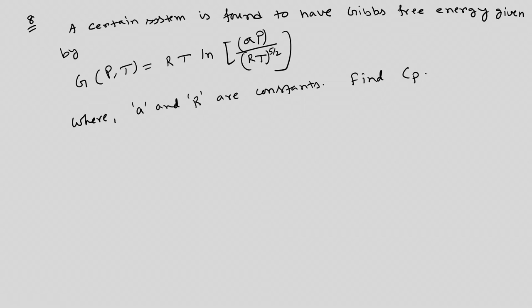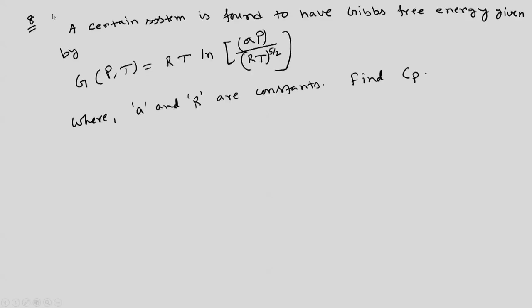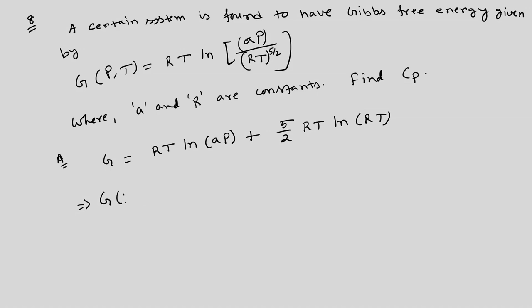So, the problem says a certain system is found to have Gibbs free energy G, which is a function of pressure and temperature, is RT log of A p by R t to the 5 by 2, where A and R are constants, and we need to calculate the value of Cp. So, how do we proceed? G is RT ln A p plus 5 by 2 RT ln RT. So, we get G, which is a function of P and T here.